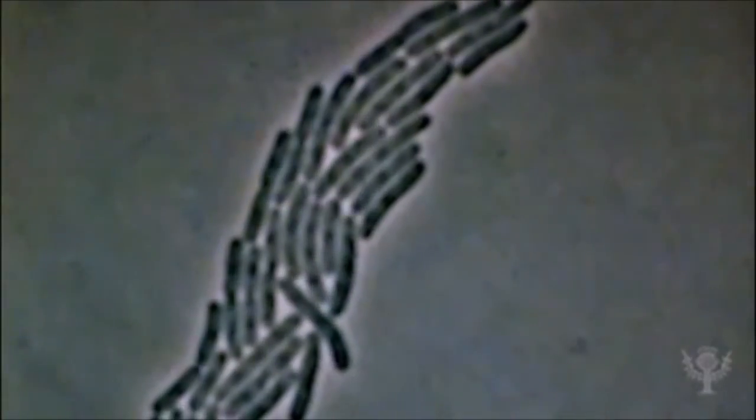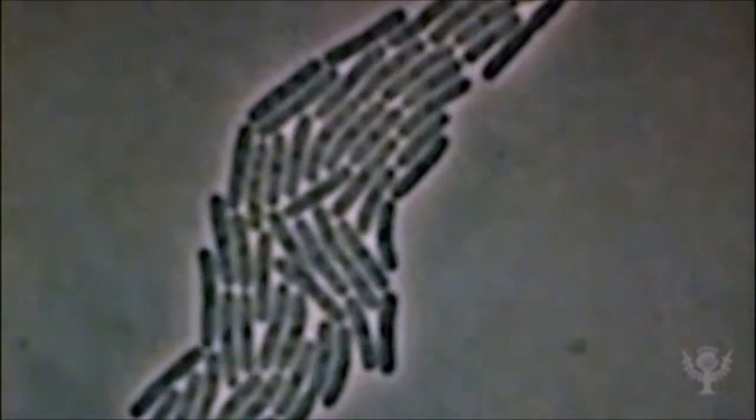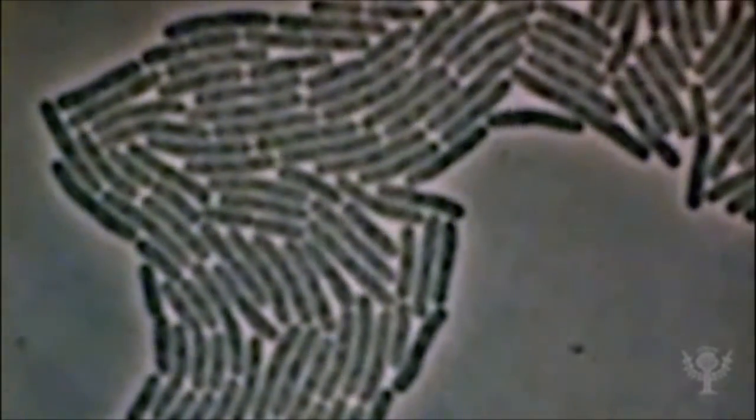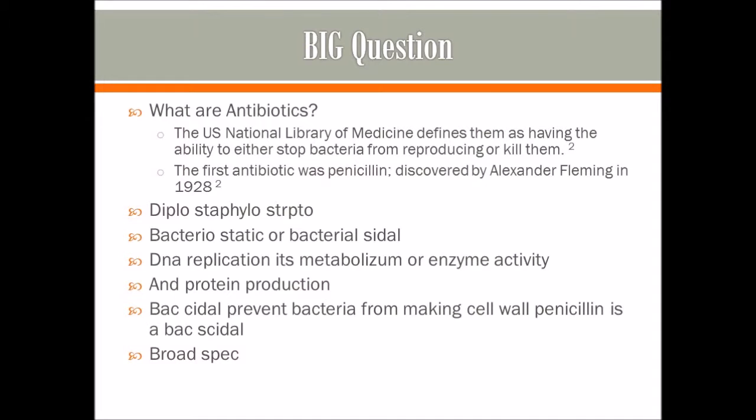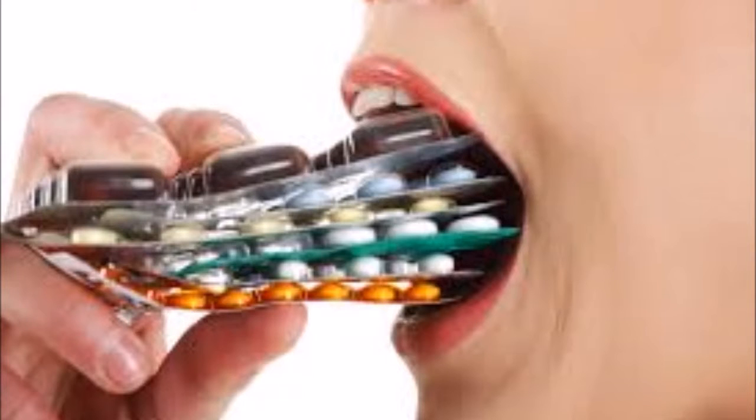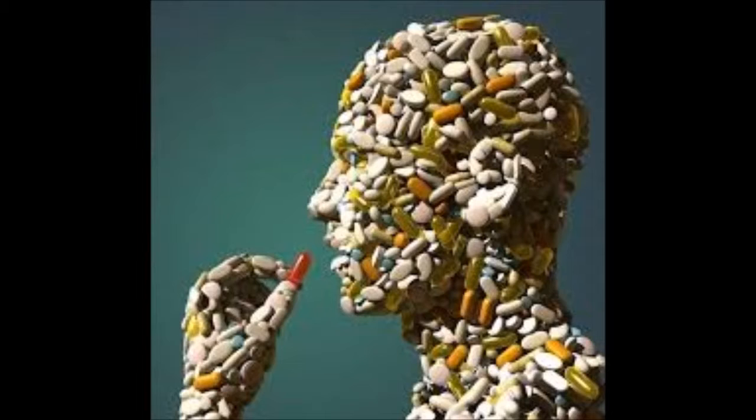Now we will move on to discussion of antibiotics. Antibiotics, as defined by the U.S. National Library of Medicine, is having the ability to either stop bacteria from reproducing or kill them. The first antibiotic was penicillin, discovered by Alexander Fleming in 1928. Oral antibiotics you take through the mouth and digest in the stomach, and these antibiotics are often stronger than the topical ones. Common oral antibiotics are penicillin, cephalosporins, and sulfamides.